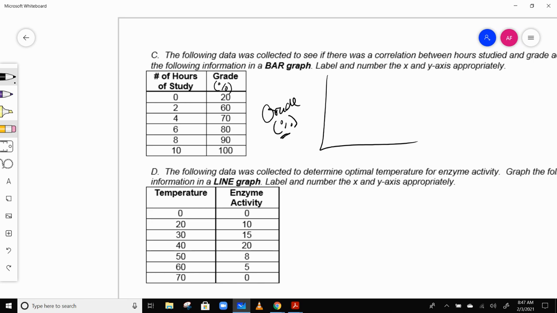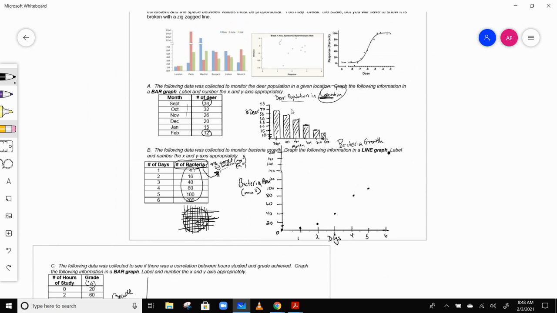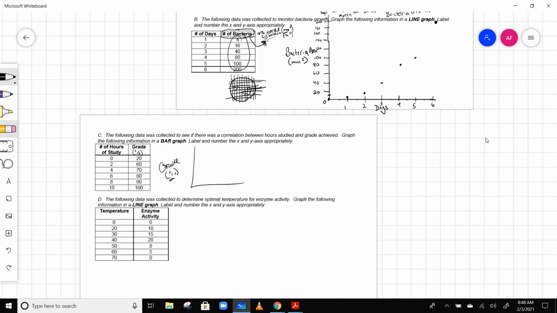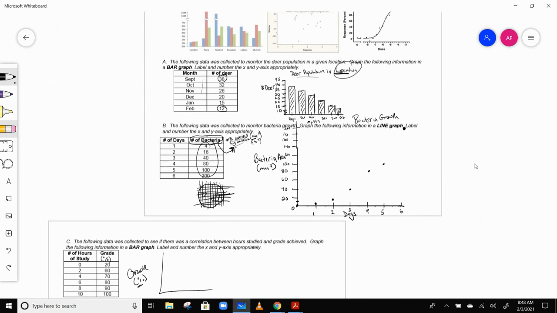Your job is to make sure you create those two graphs that I created already. You can do those on your own, or hopefully maybe you were doing them while I was doing them. And then just do C and D. Okay, take a picture and turn it in.